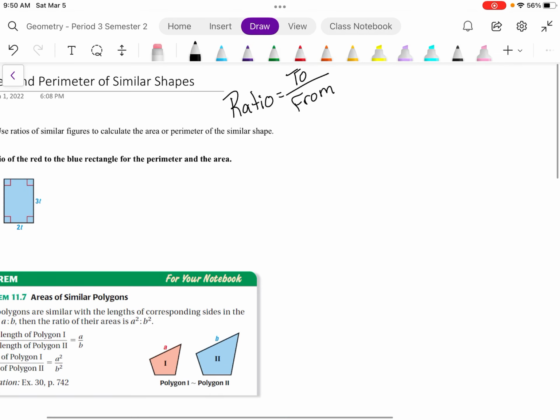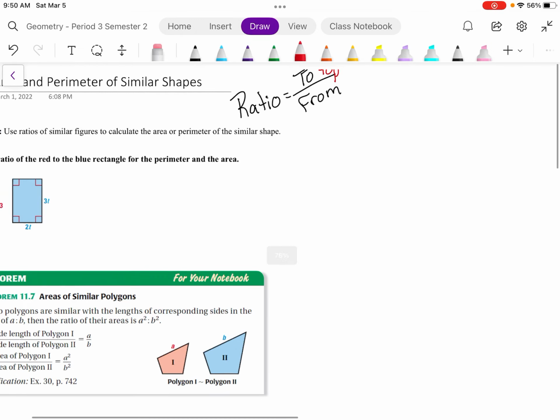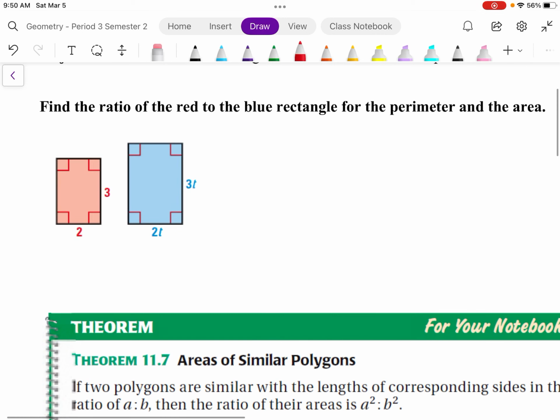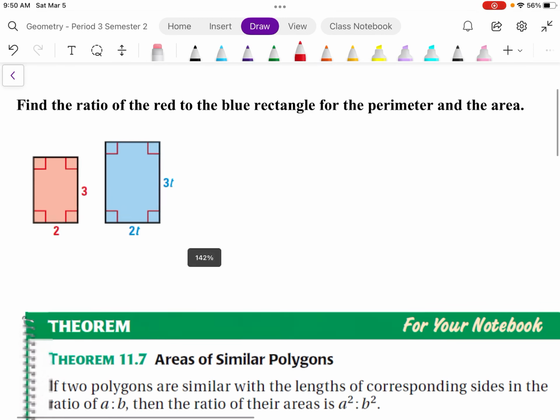So 2 goes on top. We kind of remembered that by they both started with a T. Shape we're going to goes on top, and then the one we're going from is on the bottom. So if you remember that, your ratios are always going to be correct.